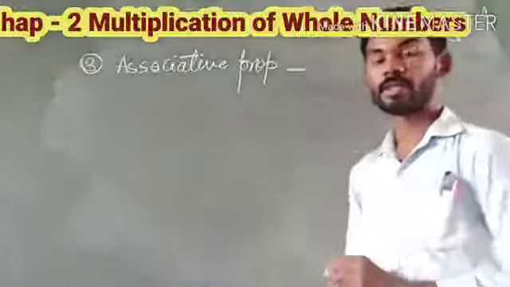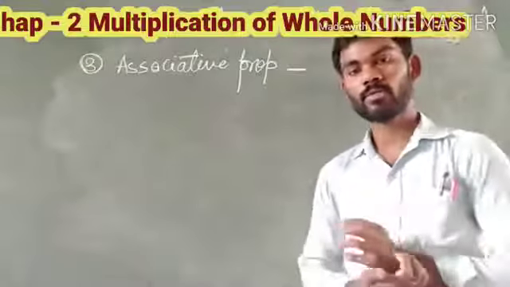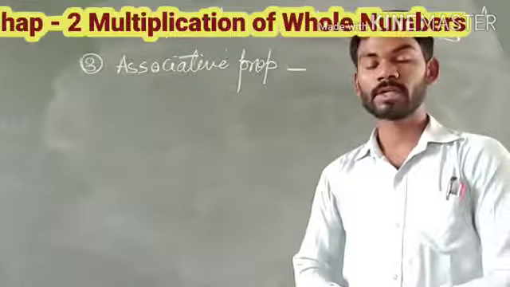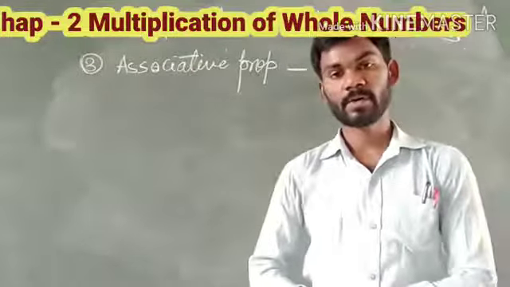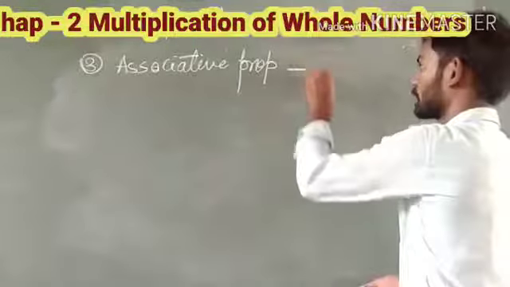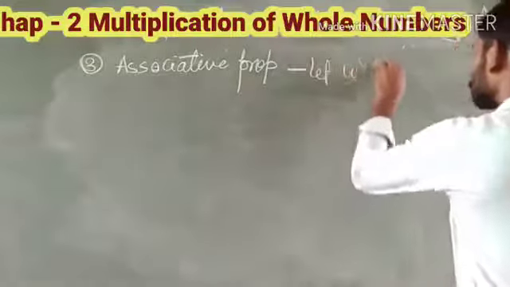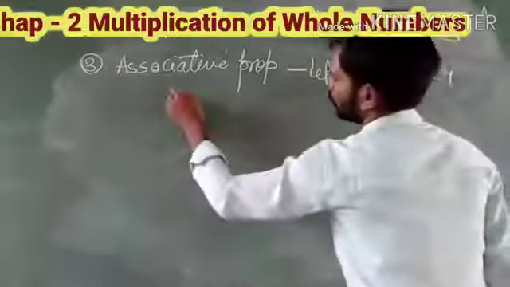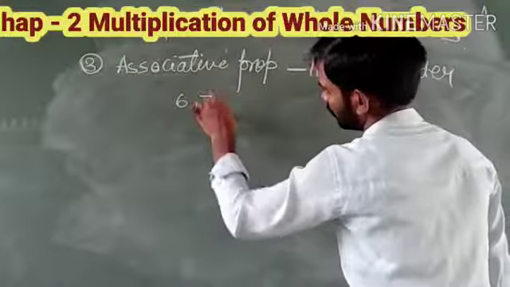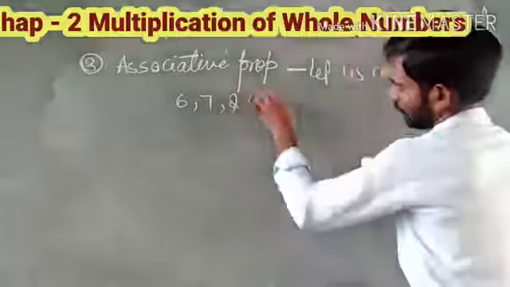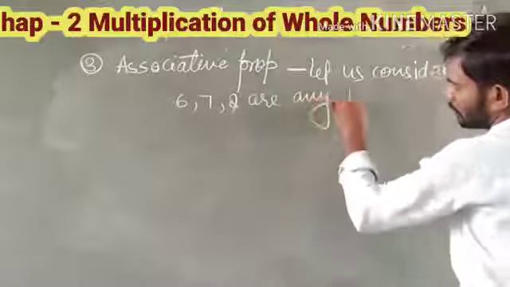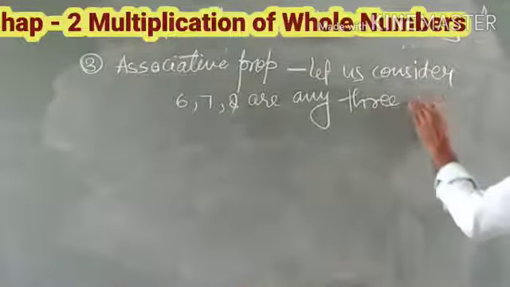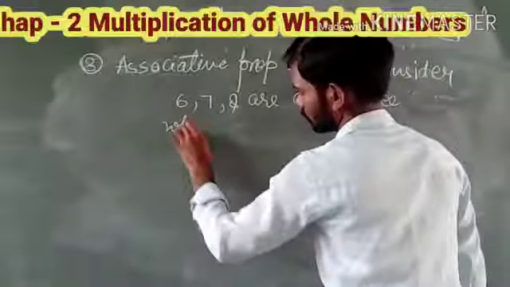What is the associative property? In order to prove the associative property, we need at least 3 members of the given family of numbers. So here, let us consider 6, 7, 8 are any 3 whole numbers.